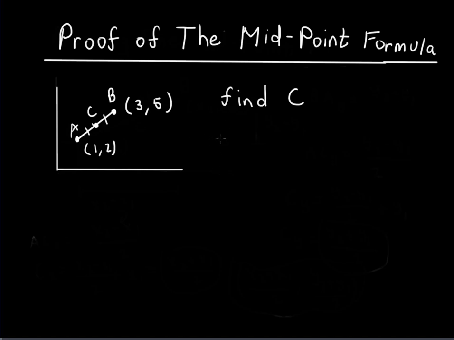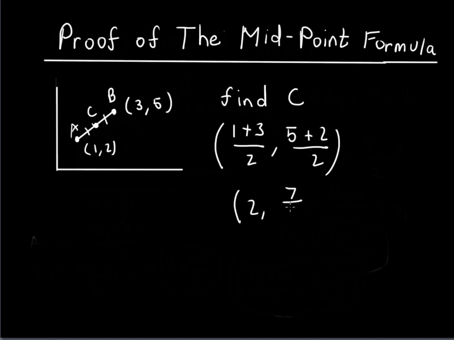If we remember correctly, the midpoint formula is the average of the two x values, so x1 plus x2. Here x1 is 1 and x2 is 3, so 1 plus 3 over 2, that's the x value, comma, the y value is 5 plus 2 over 2, the average of the y values. And so we get 2 comma 7 over 2. So if you got this, good job.